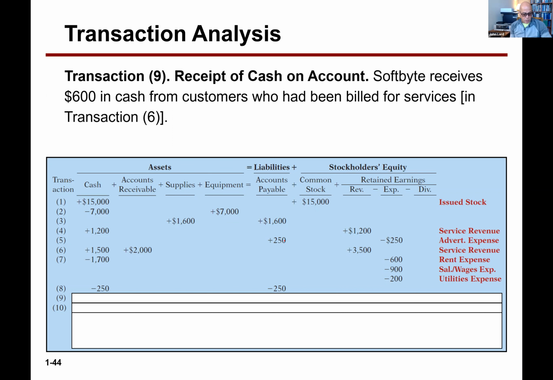Okay, good. Then what? Then we receive $600 from the customer that we had billed for services. Okay, good. We offered credit to these people and they paid us. So when someone pays you cash, when you receive cash, does your cash go up or down? Up. And since they paid me some amount, the what? The amount of the receivable goes down.